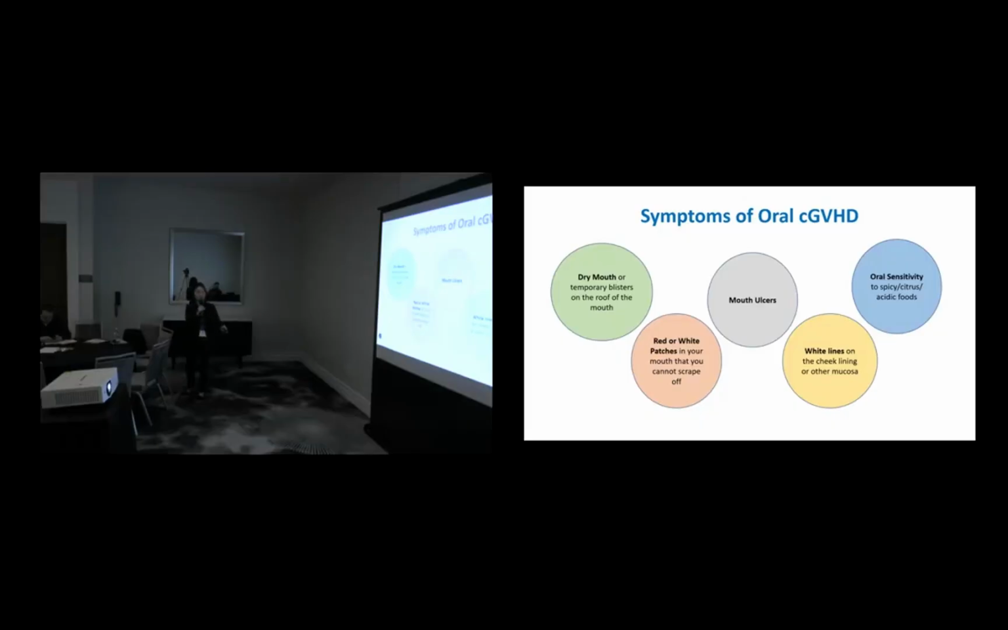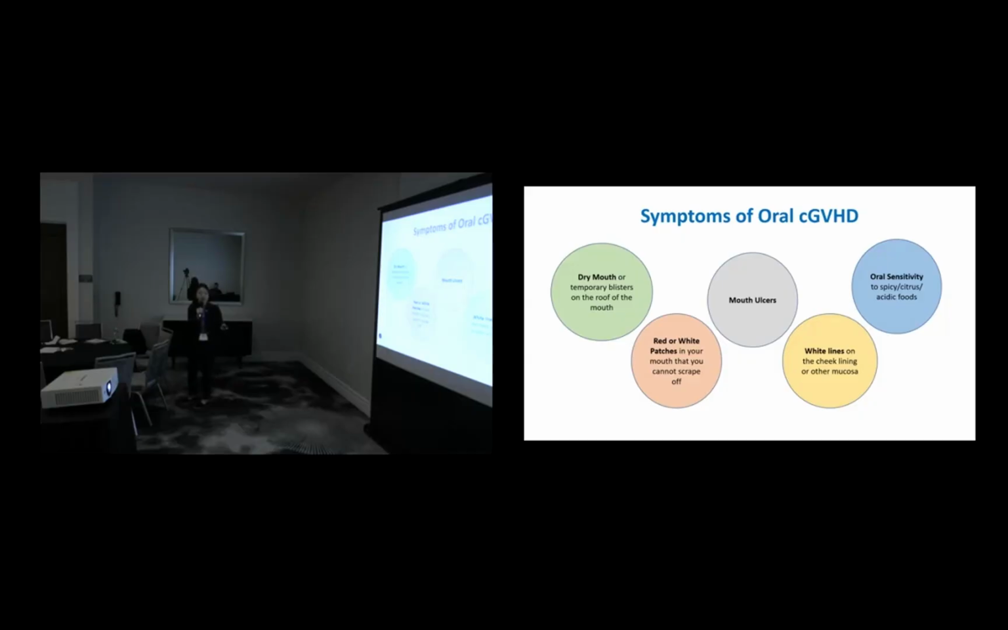You can see these red and white patches in your mouth that do not scrape off. You can start seeing some mouth ulcers that are related to GVHD, and we'll discuss this in a little bit too. You can start seeing these white lines on the cheek lining or other parts of the mucosa called lichenoid striations or lichenoid patterns. That is a classic sign of oral chronic GVHD.